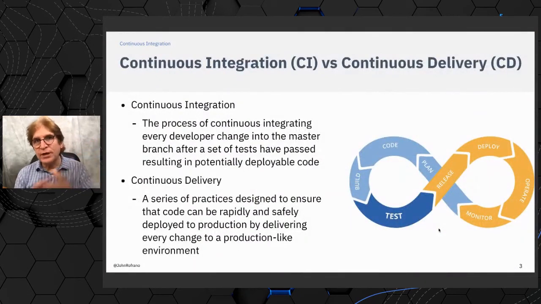So continuous integration is continuously integrating your changes. So instead of working in long branches, whenever we make a change, we do a pull request, and that pull request gets merged into master. So that's continuous integration. And usually tests get run, tests pass, merged into master. Continuous delivery is then deploying that somewhere. So that's the difference between CI and CD.